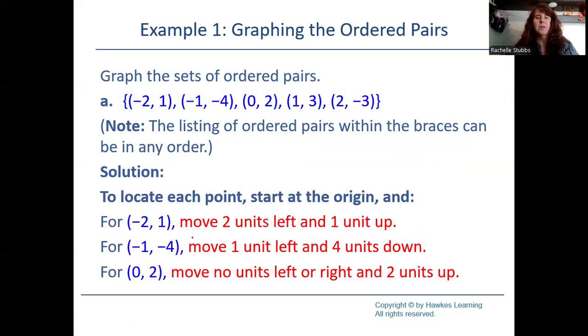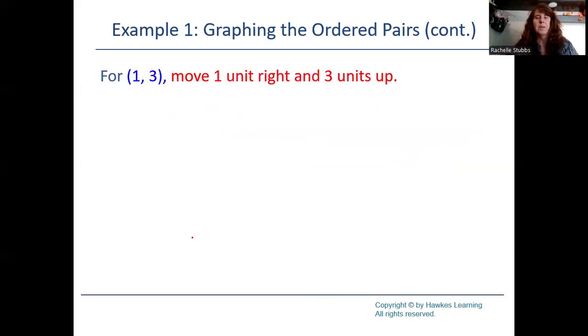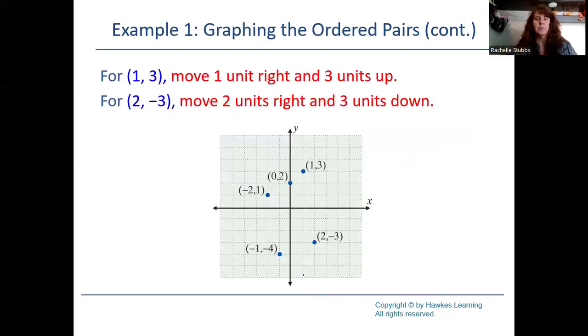So we start at the origin, and we move 2 units left and 1 unit up. So we're going to look at how these are done. So here was the point, 2 units left, 1 unit up. For the other points we could move 0 units left or right, and then 2 units up. This one's 1 unit right, 3 units up. This one's 1 unit left, 4 units down. And this is 2 units right, 3 units down. So left is always going to be negative, right is positive, up is positive, and down is negative.